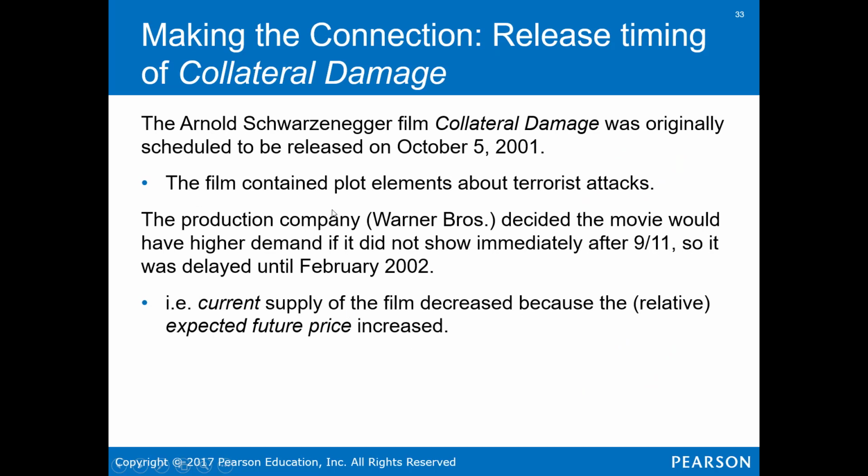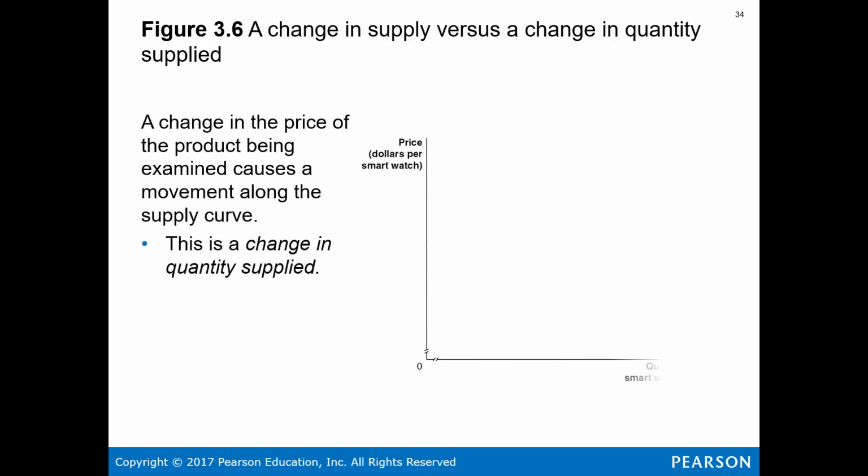The Arnold Schwarzenegger film Collateral Damage was originally scheduled to be released on October 5th, 2001. The film contained plot elements about terrorist attacks. The production company Warner Brothers decided the movie would have higher demand if it did not show immediately after 9/11. So it was delayed until February 2002. Current supply of the film was decreased because of a relative expected future price increase.